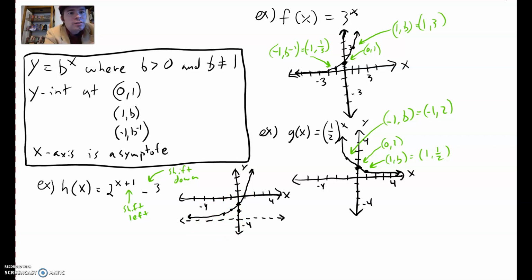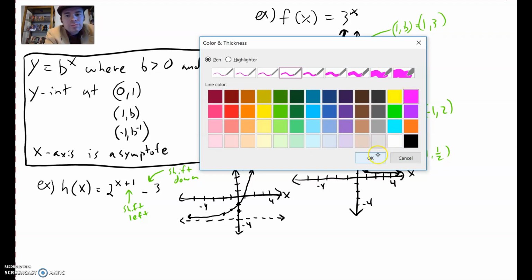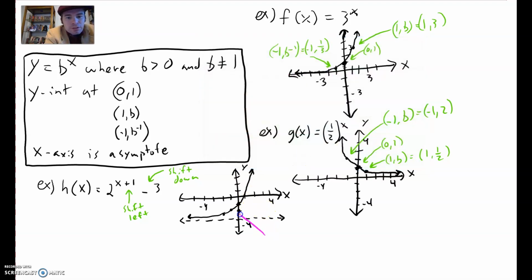So again, just labeling those points as I have named them. This is our version of 0, 1. Is it really 0, 1? No, of course not. It looks like it's negative 1, negative 2, but that's our version of 0, 1. Over here is our version of 1, b, which became 1, 2. And again, it's not really 1, 2, but it's close to that. And finally, off here to the left is our version of negative 1, b inverse, which is negative 1, 1/2.